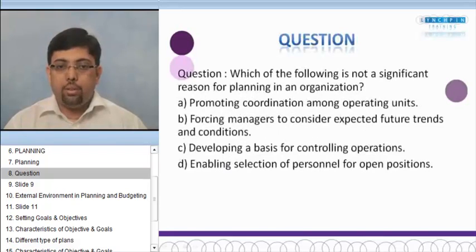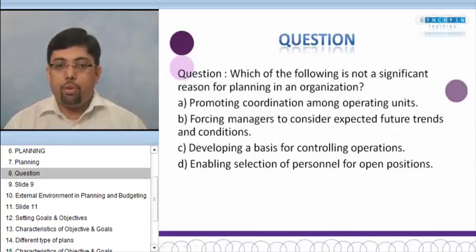We have a very nice question. The question is, which of the following is not a significant reason for planning in an organization? So what we have to see is which one is not the significant reason. Option A: promoting coordination among operating units. Well, we do planning so that we have coordination between the operating units. Otherwise, planning will be a failure. What we want is to make sure that the whole organization is running in a synchronized manner so that it runs smoothly.